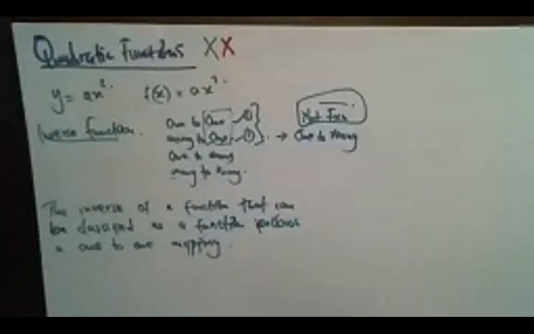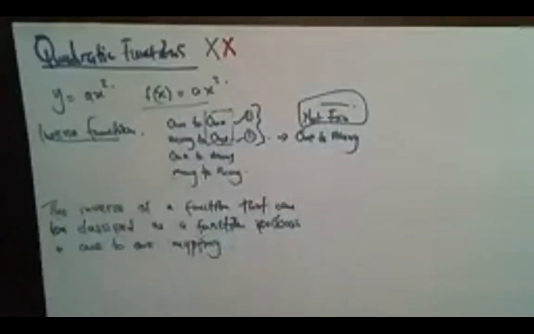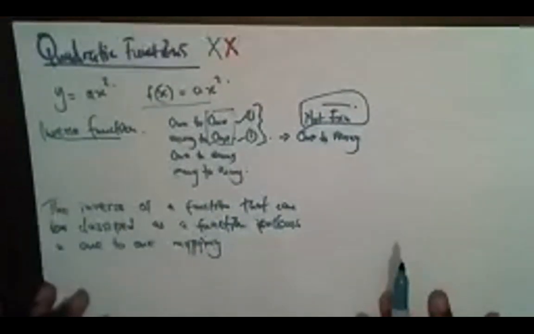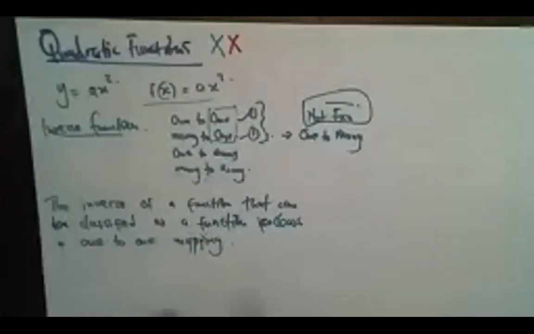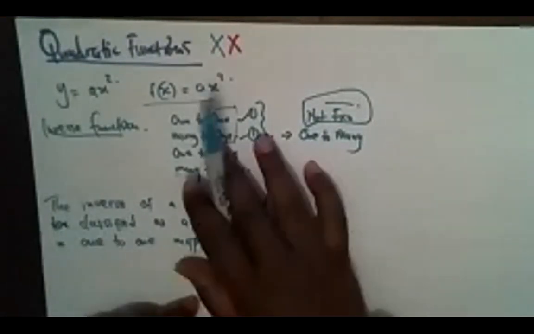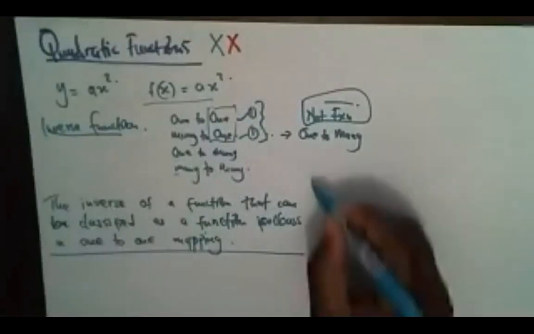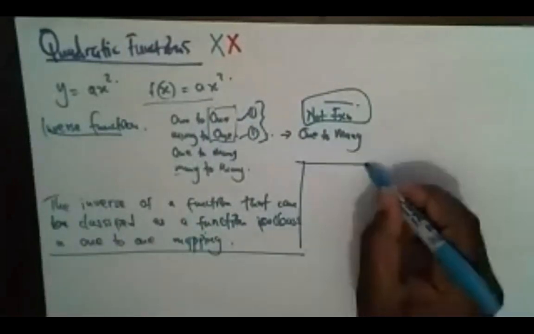You shall see later on when we're doing the vertical line test on quadratic functions, you shall realize that sometimes we can get it to be a function, or we can manipulate it so that it becomes a function. So let's get back to quadratic functions.